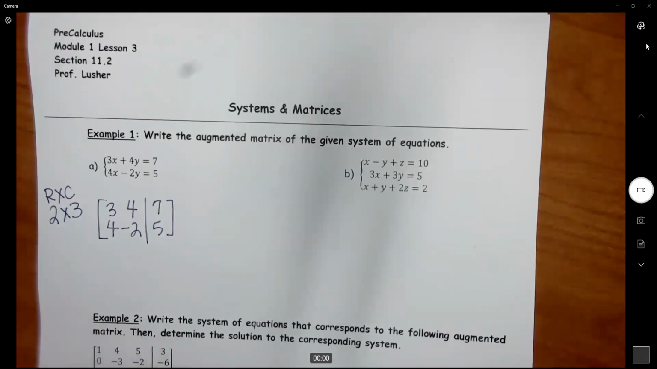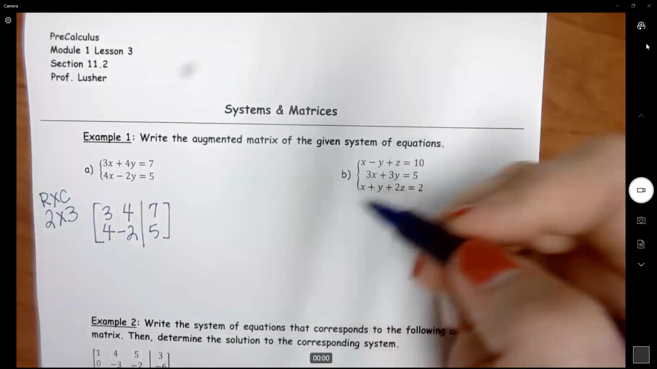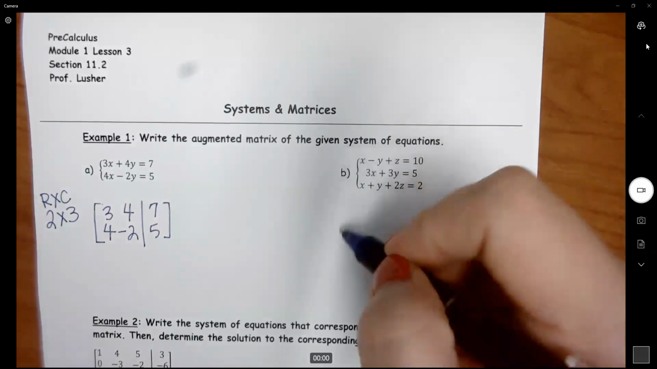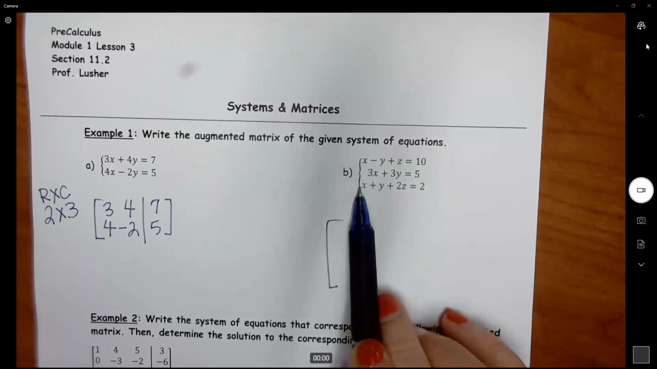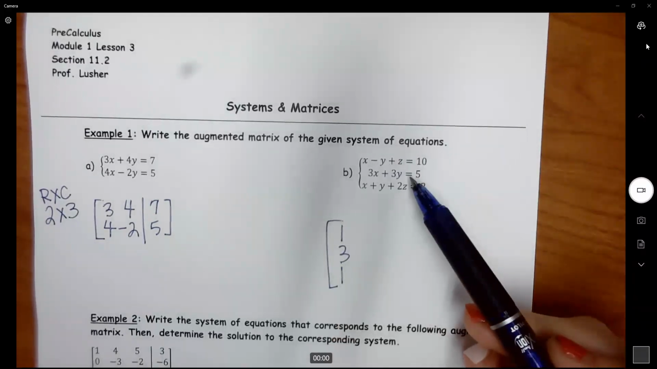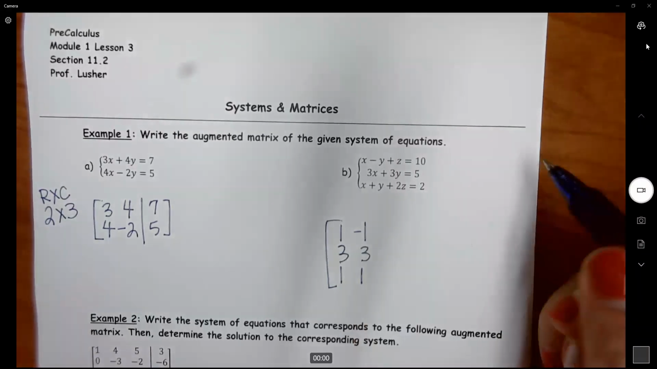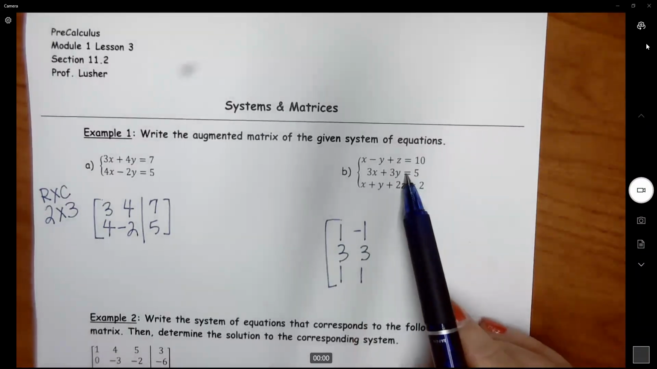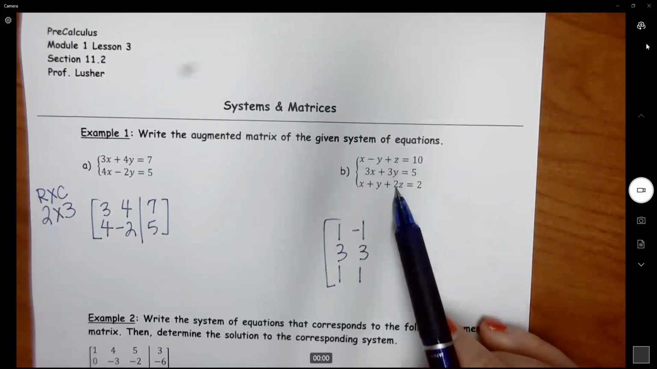So same thing here. Now you do need to make sure that it doesn't skip any variables or places. And so you need to put zeros in place of those if you do. So here I've got 3 systems, so I know I'm going to have 3 rows. My X coefficients are 1, 3, 1. My Y is -1, 3, 1. And then my Z is 1. There is no Z here, so we're going to put a 0. So I've got 1, 0, 2.